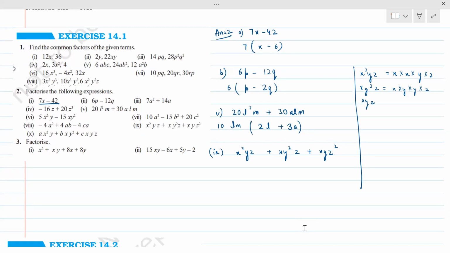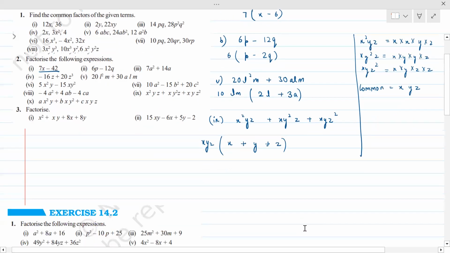Then xyz square will be x into y into z into z. So the common factors are x, y and z, right? So now you will take this out, common factor, and divide all by this. One is x remaining here only. In this it will be y remaining only, and in this it will be z remaining only. So these are the factorization. One is xyz. One is x plus y plus z. This is how you factorize in question number 2.